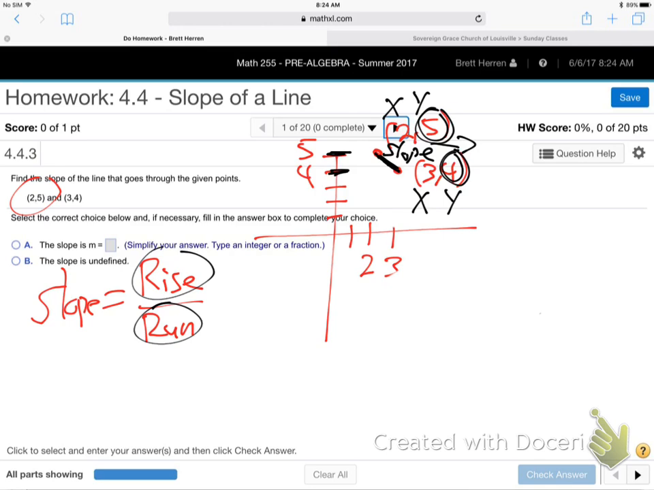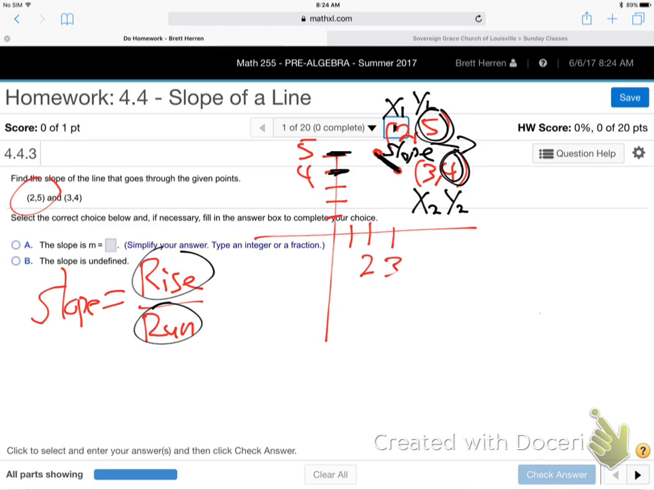Let's call this one x1, y1, and this one x2, y2. Those are subscripts. I'm just putting those numbers down low, called a subscript, because I'm saying this is the first point's x and y, and this is the second point's x and y. The first point they gave me was 2, 5. So I'm calling his x and y, x1, y1, and his x and y, x2, y2. Is that good? So x1, y1, x2, y2, like that. We're connecting those two, like that.